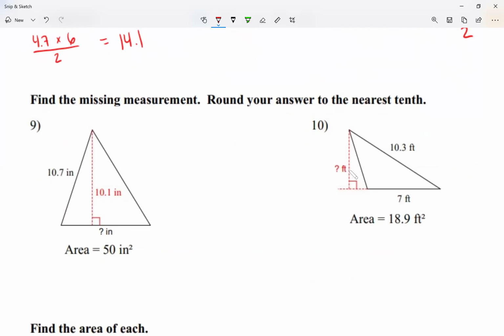All right, so let me look for my 90-degree corner. It is made by 10.1 and this other measurement. I don't know what that measurement is. It has a question mark, so I'm just going to call it X.